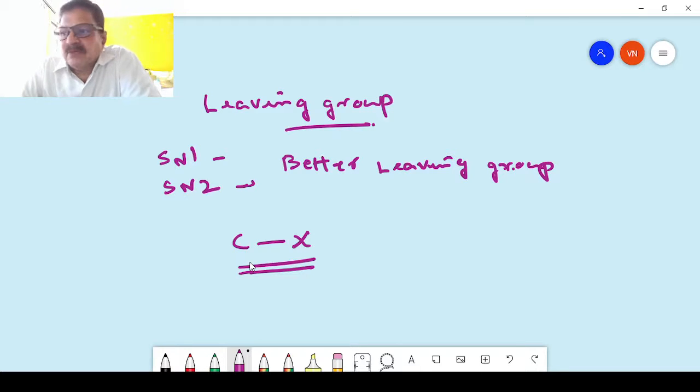That is a better leaving group. Better leaving group means it is more willing to accept the electron pair in the C-X bond. Therefore, the faster will be the rate of the reaction. The rate of the reaction will be high there.